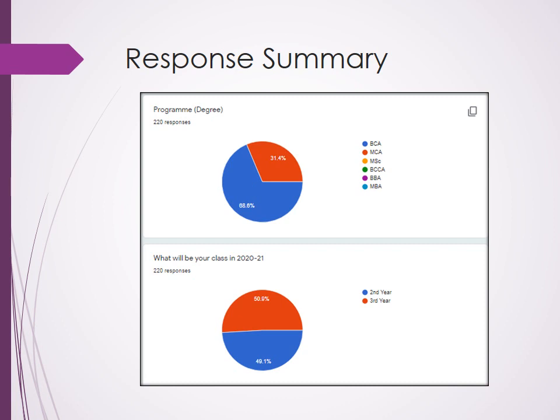This is the summary response. In this particular window we can see there are 220 responses, and I am asking them their qualification degree. Options are BCA, MCA, MSc likewise. So those 220 students responded in such a way that 31.4% said they are from MCA, and the remaining are saying they are BCA. And the second question shows that second year and third year are mostly close to each other, 49.1 and 50.9. So this kind of response summary is also available. You may directly take a screenshot and use it.